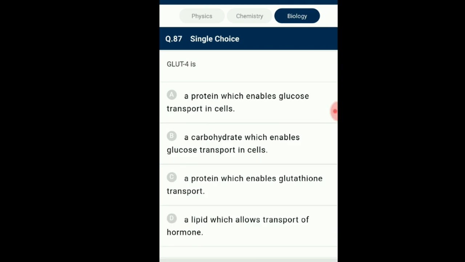Question number 87. GLUT4 is glucose transporter type 4, generally called GLUT4, a protein that facilitates glucose transport across the membrane in cells. GLUT4 is the insulin regulated glucose transporter. It is primarily found in adipose tissue and striated muscles, otherwise called skeletal and cardiac muscles. GLUT4 permits facilitated diffusion of blood glucose down its concentration gradient. So the answer for this question is option A. GLUT4 is a protein which enables glucose transport in cells.